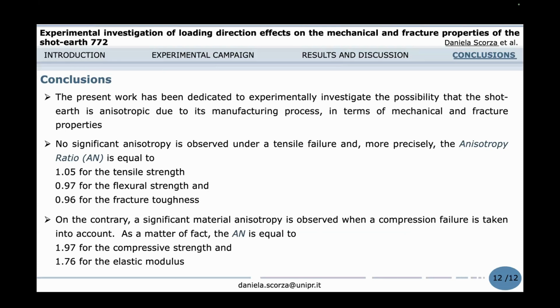No significant anisotropy is observed under tensile failure, and in this case, the anisotropy ratio is equal to about unity for tensile and flexural strengths and fracture toughness. On the contrary, a significant material anisotropy is observed when a compression failure is taken into account. As a matter of fact, such a ratio is equal to about 1.97 for compressive strength and 1.76 for the elastic modulus.